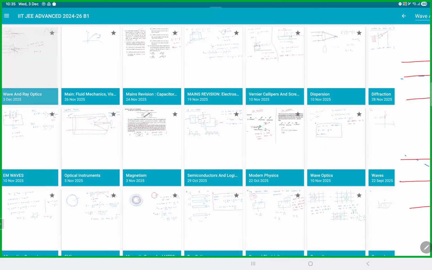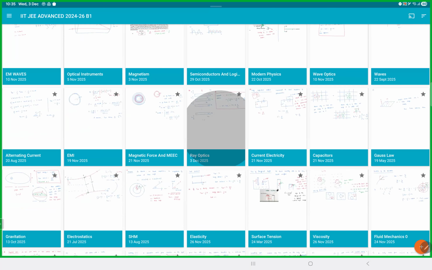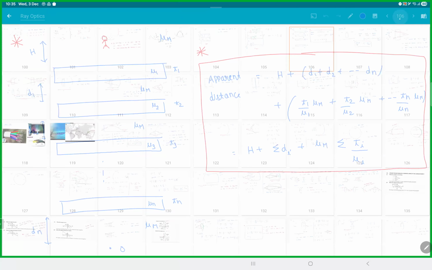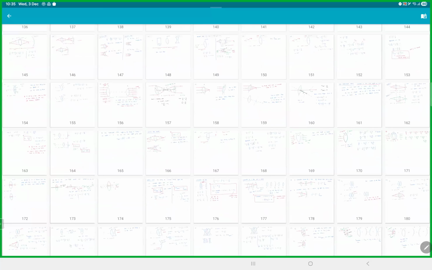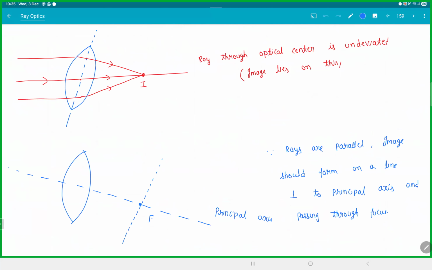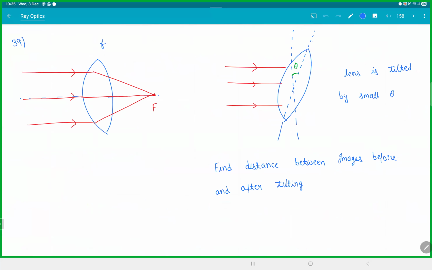But still, if you need a more detailed explanation, you should definitely check it out. It's a pretty good question because most people will think the image will start rotating. It doesn't. Yeah. So check it out, 39.